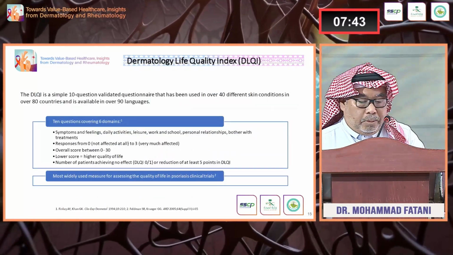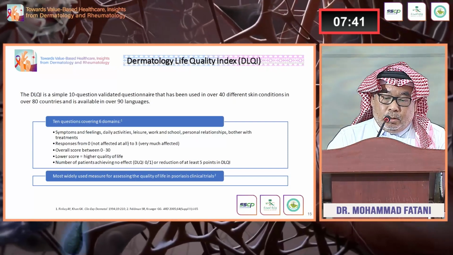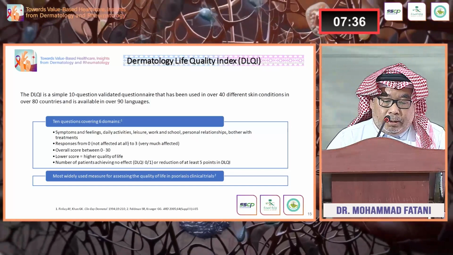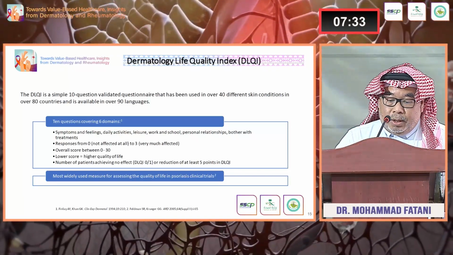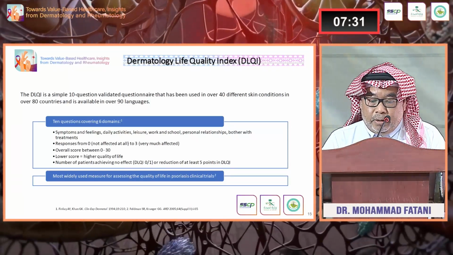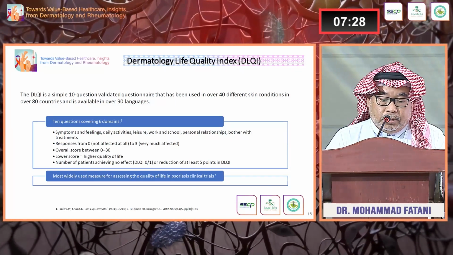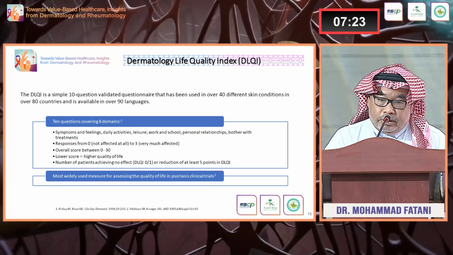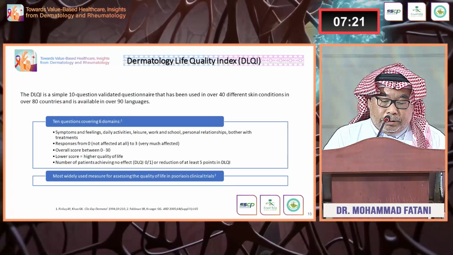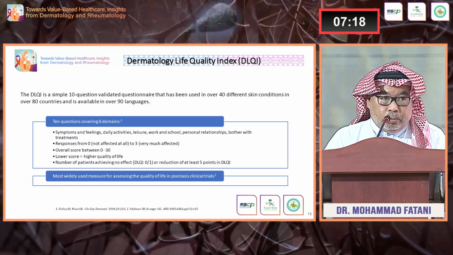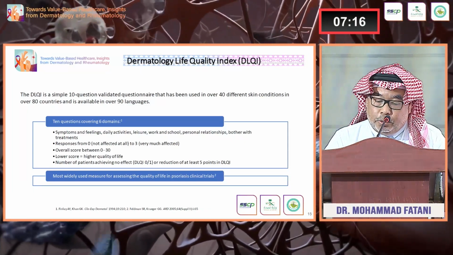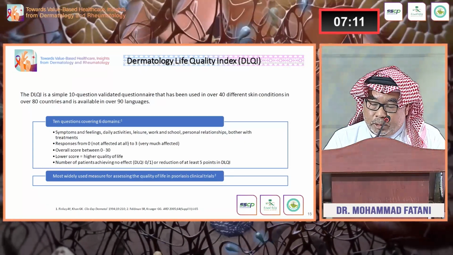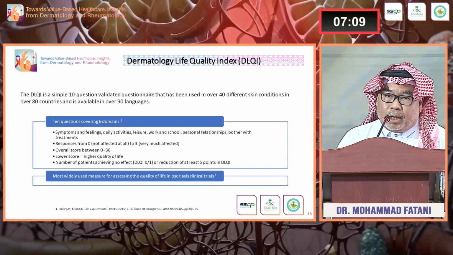I think you are all familiar with the DLQI. It is a 10-question questionnaire covering 6 domains. It's very important to know that the response ranges from 0, which is not affected at all, to 3, which is very much affected. Overall score ranges between 0 to 30. A lower score means a higher quality of life, and our target for the number of patients achieving no effect is DLQI 0 to 1, or a reduction of at least 5 points in DLQI.